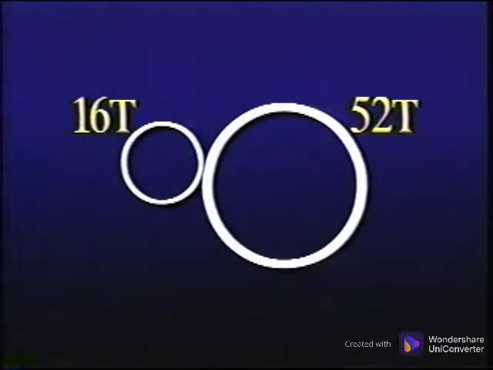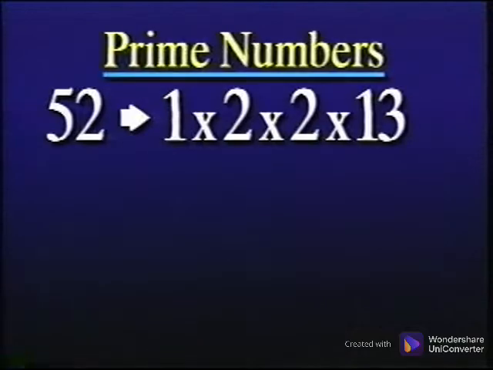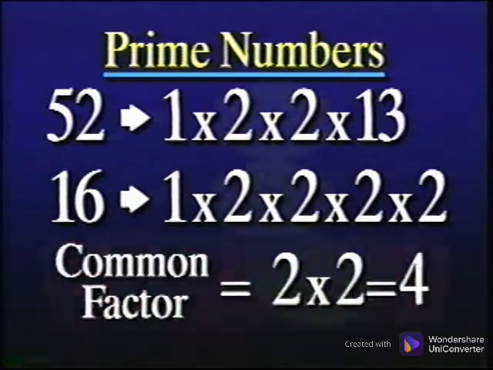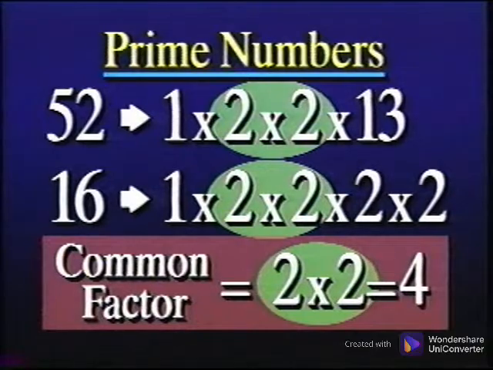Another example is a 52-tooth gear meshing with a 16-tooth gear. 52 can be factored to 1 times 2 times 2 times 13. 16 can be factored to 1 times 2 times 2 times 2 times 2. The factors these numbers have in common are 2 times 2. So the common factor is 4.